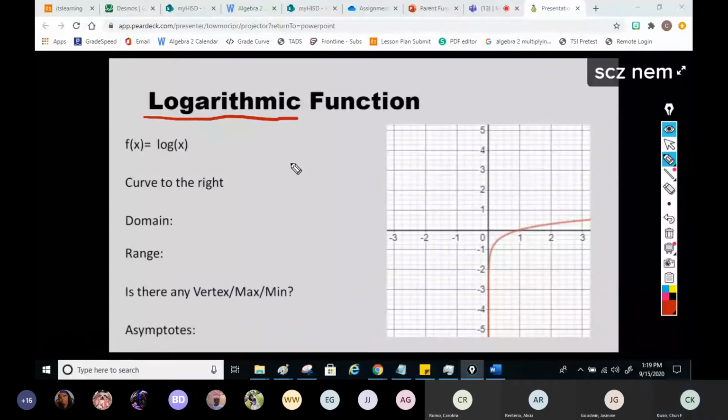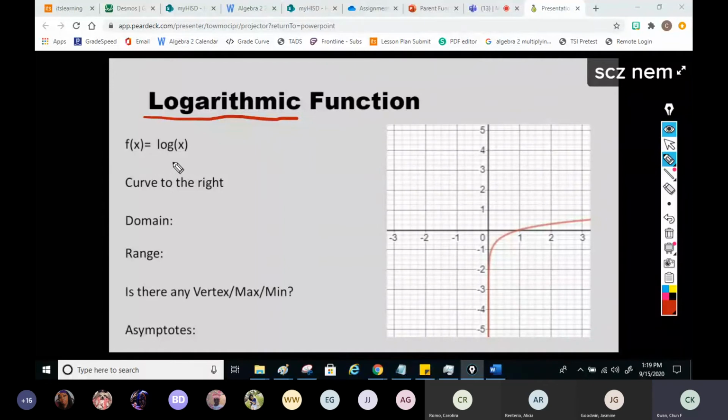Logarithmic function. So the equation is going to be f of x equals log of the letter x. Right now, don't worry about what log means, okay? You don't have to worry about what it means, not right now. Later on, we'll explain to you what exactly a logarithm is. But for now, if you have never seen this word before, if you don't understand what that is, it's okay. Just recognize how it looks.